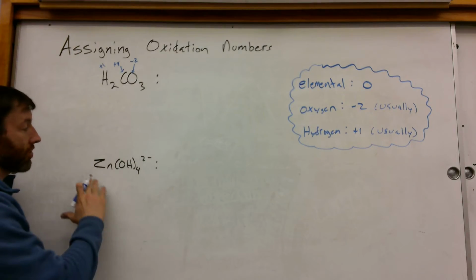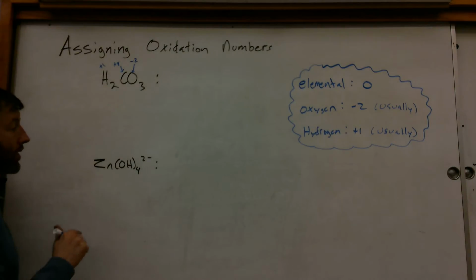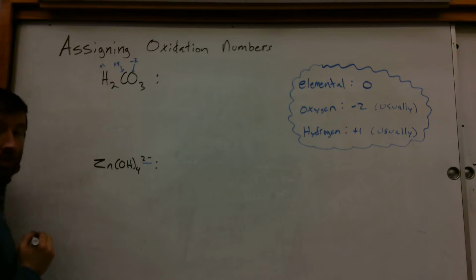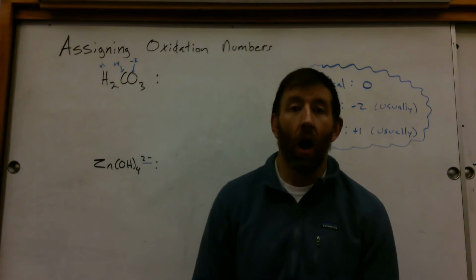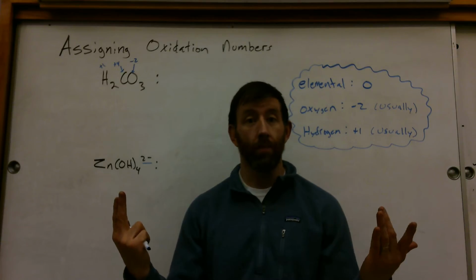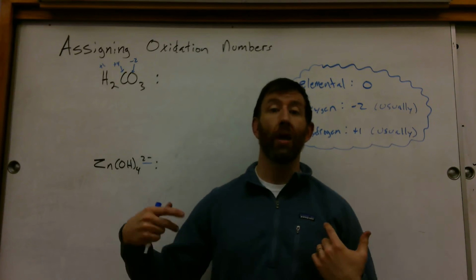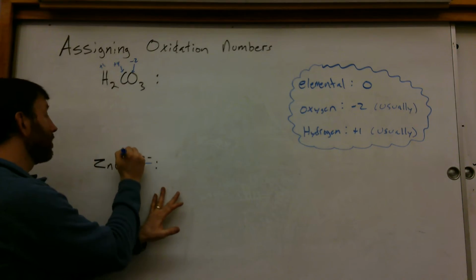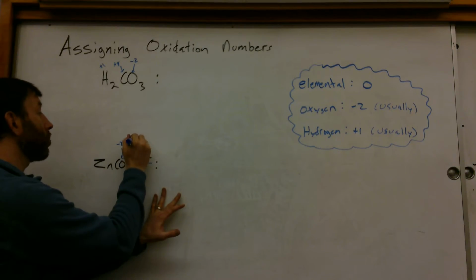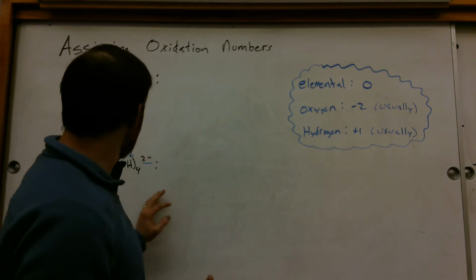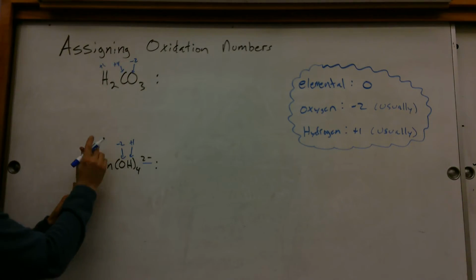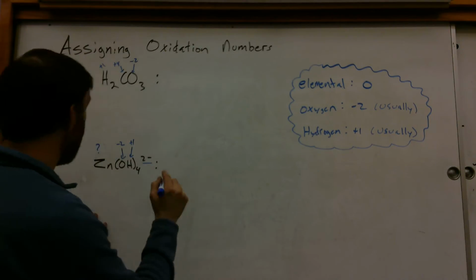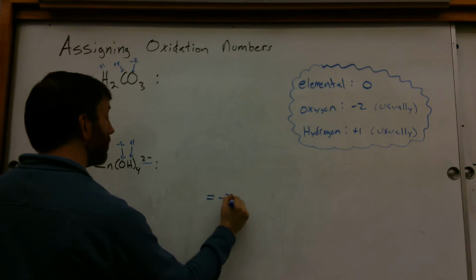All right, so I've got a somewhat obscure compound here. I've got a zinc attached to 4 hydroxides, and my overall charge there is -2. So I'm going to use algebra again with my knowns to calculate the value for zinc. I know oxygen is -2, and I know hydrogen's +1. Zinc would be my X, because I don't automatically know the value for zinc. This time, my algebra equation is going to have to be equal to -2.